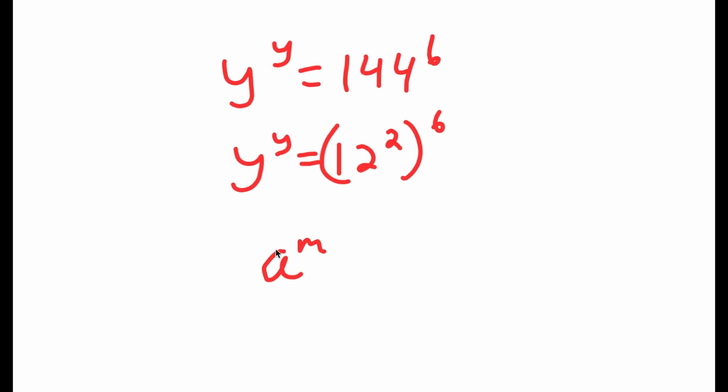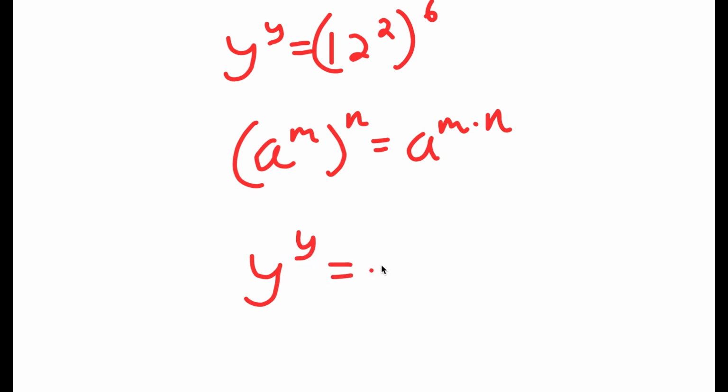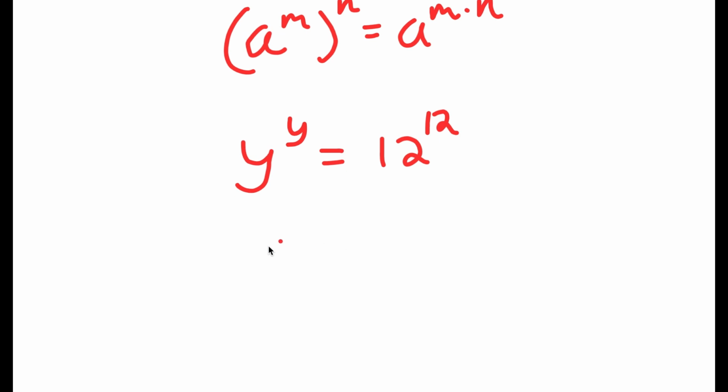Now, if I have something in the form a to the power of m to the power of n, this is also equal to a to the power of m times n. So 12 to the power of 2 to the power of 6, that's going to equal 12 to the power of 2 times 6, which is 12 to the power of 12.